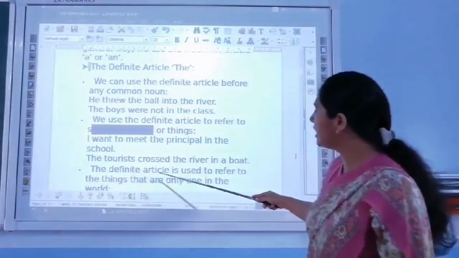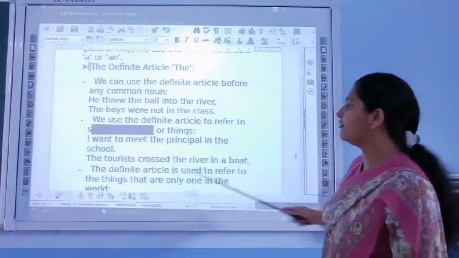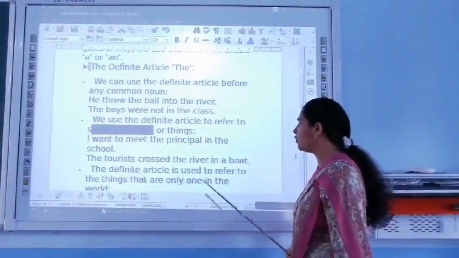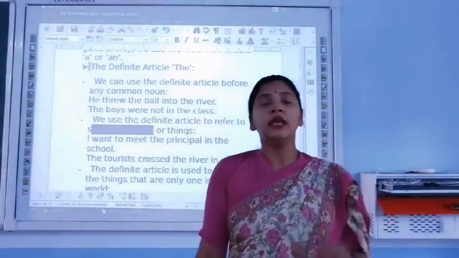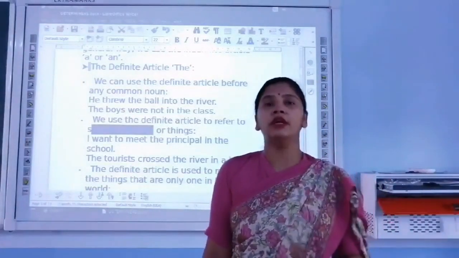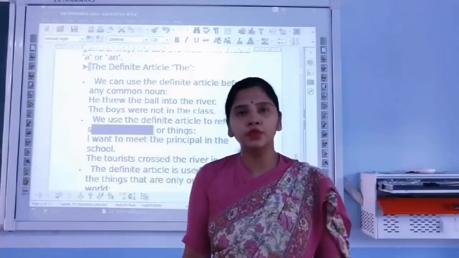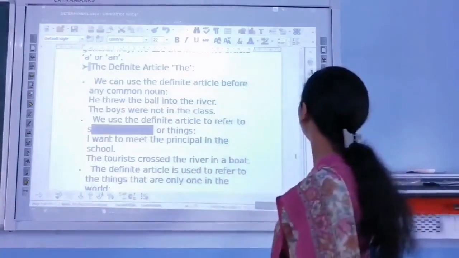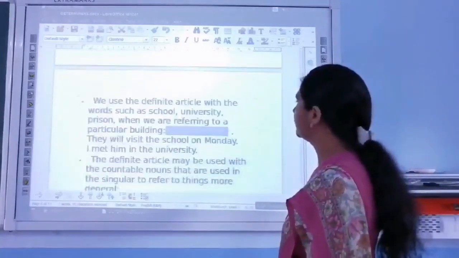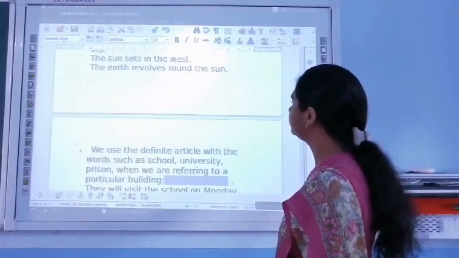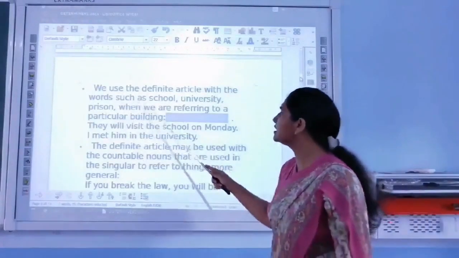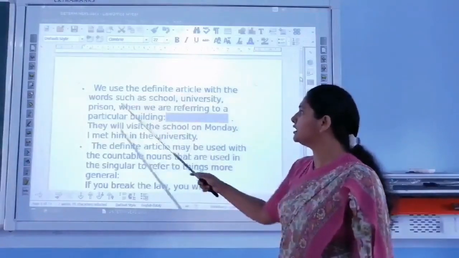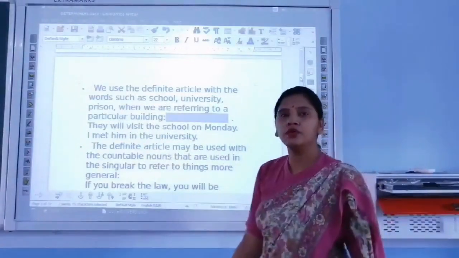The definite article is used to refer to things that are only one in the world. If we are pointing to a thing that is the only one in the world, like the sun, the earth, the moon, at that time we always have to use the with them. Then you will see, we use the definite article with words such as school, university, prison. Prison, do you know?